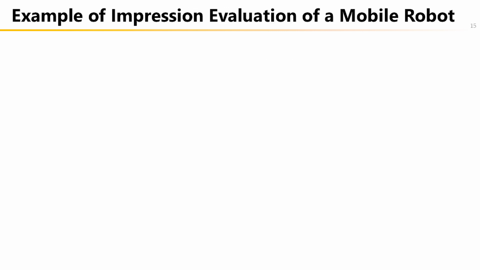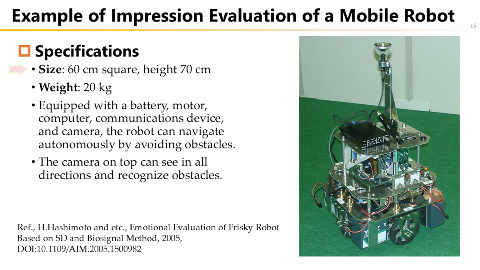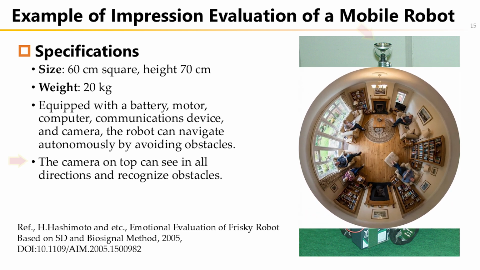As an example of the SD method, let's consider the impression evaluation of a mobile robot. On the right is a photo of a mobile robot. The specifications of this robot are: it is 60 centimeters square, 70 centimeters tall, and weighs 20 kilograms. The robot is equipped with a battery, motor, computer, communication device, and camera. It can move autonomously, avoiding obstacles. The camera is located at the top and can see in all directions, recognizing obstacles.